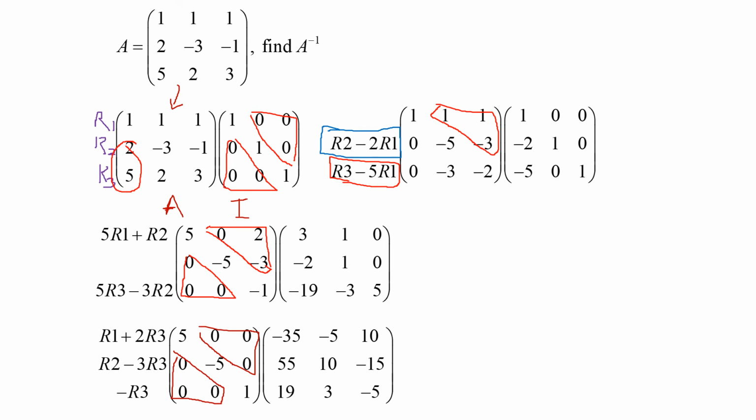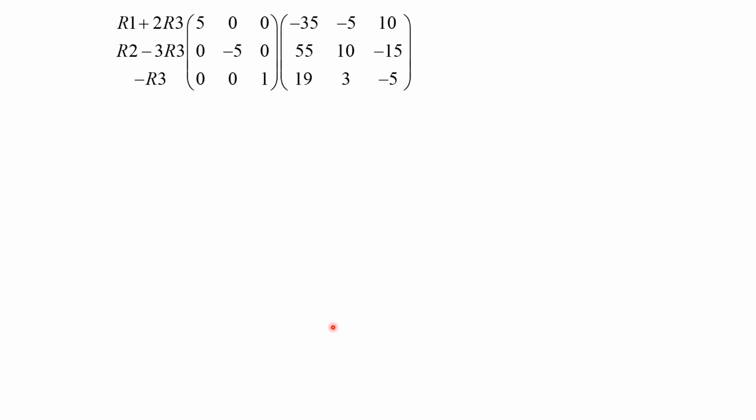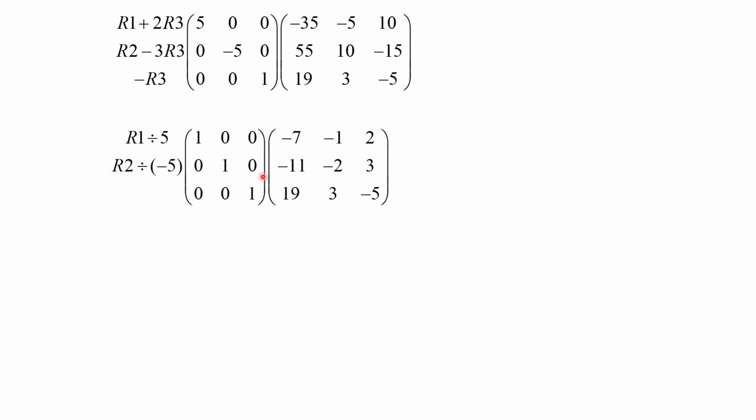Remember, you need to convert it to the I matrix. So you need to actually manipulate your 5, negative 5, and 1. So in order to get a perfect identity matrix, you need to convert the 5 and negative 5 to 1 and 1. So you can use division. The first row you divide by 5. The second row you divide by negative 5. And you will get a perfect identity matrix.